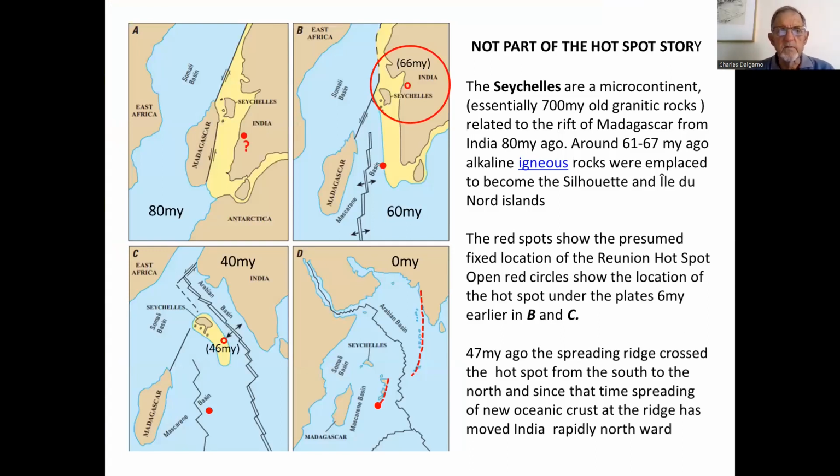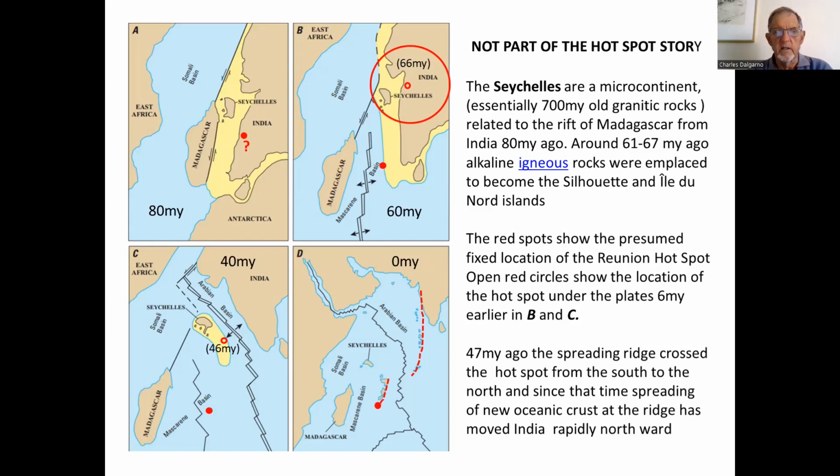If we look at Seychelles, which are not necessarily part of the hotspot story, Seychelles are a microcontinent, essentially 700-million-year-old granitic rocks for the most part. They're related to the rift of Madagascar from India 80 million years ago. But in the Seychelles, there are rocks of that age, 61 to 67 million years, when the Deccan Plateau was emplaced. Nowadays, the Silhouette and Ile du Nord islands are rocks probably related to that hotspot at the time the Seychelles was separating from India.